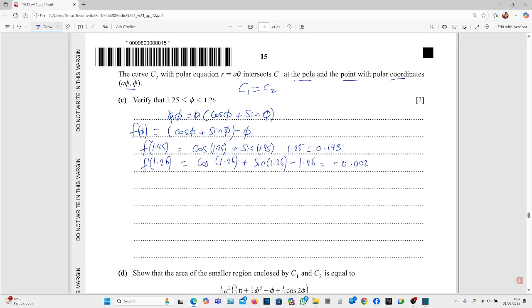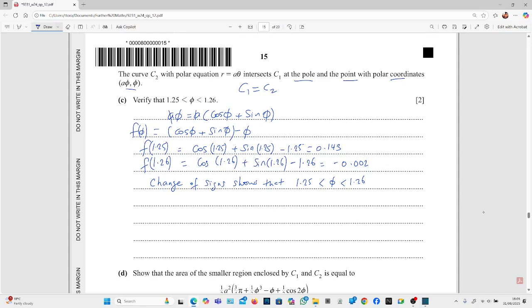After substituting the values, this is what we get. There's a value of 0.143 over here, and here it's a negative. So we have a change of sign, which in fact goes to show that there is a value between 1.25 and 1.26 where the two curves intersect. So that is the change of sign that indicates it.